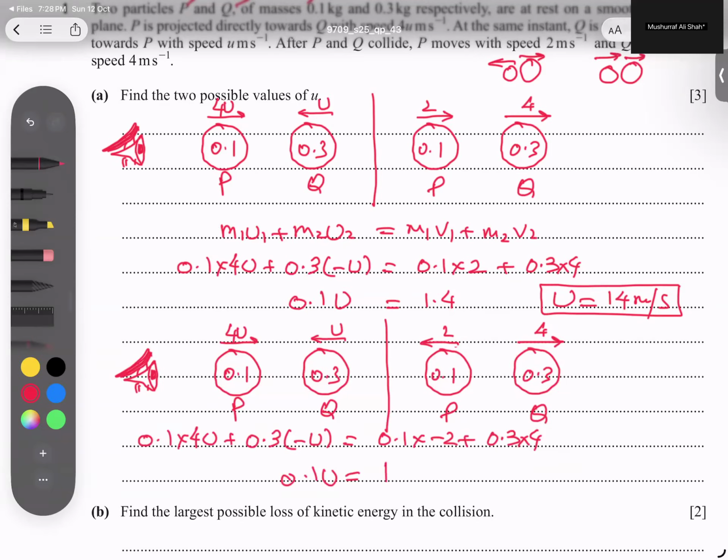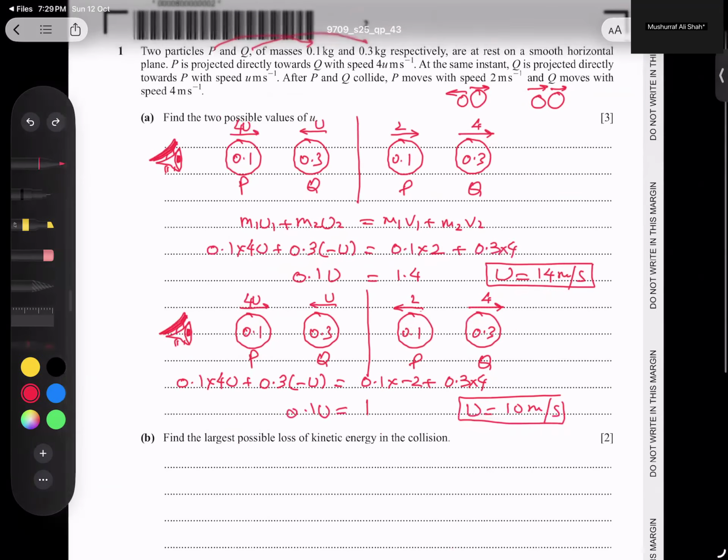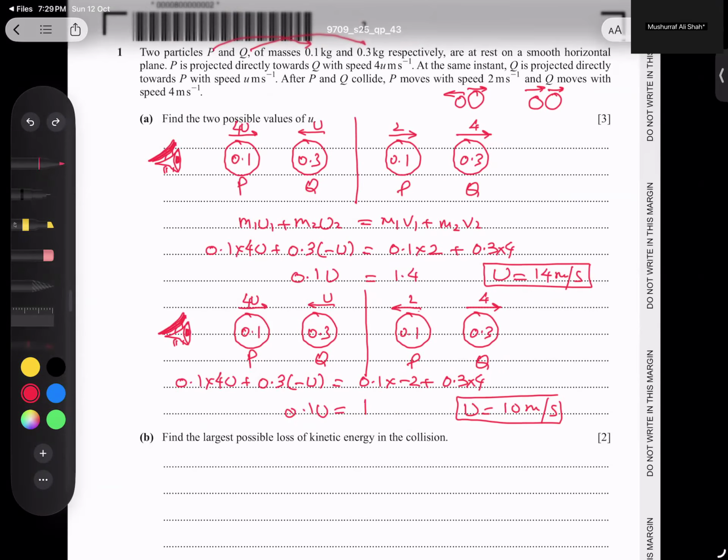So let's talk about the last part of this question, the largest possible loss in kinetic energy. How can we find the largest loss? If we check carefully, we will find the kinetic energy before collision and the kinetic energy after collision. We can see that this speed is more and this speed is less, so naturally a loss is there, but he is asking for the largest loss.